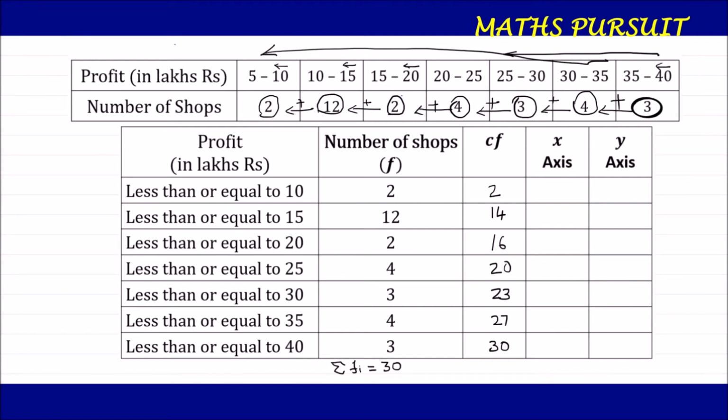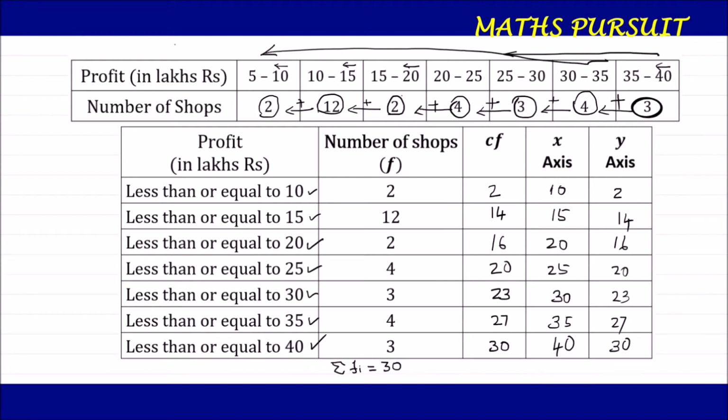Now, what are we going to represent on the x-axis? On the x-axis we are going to put these numbers: 10, 15, 20, 25, 30, 35, 40. So these are our x-axis numbers. Similarly, the y-axis numbers are the cumulative frequency numbers. So these are 2, 14, 16, 20, 23, 27, 30.